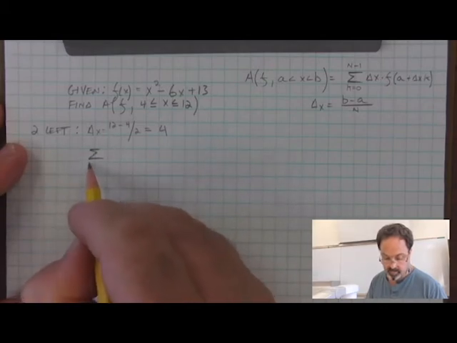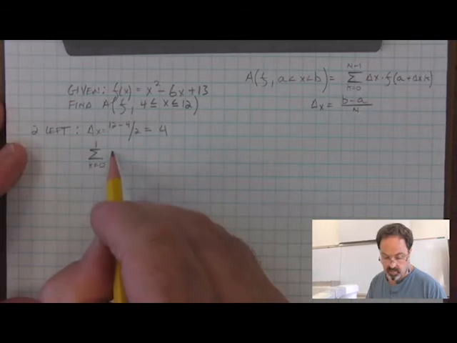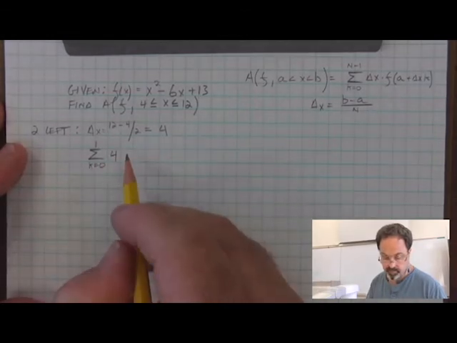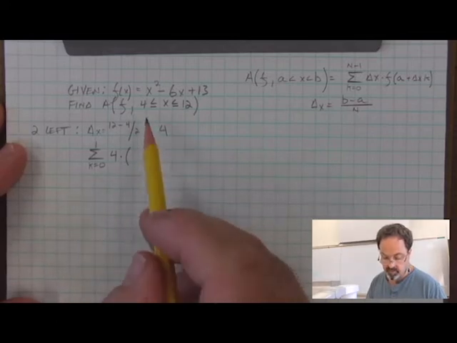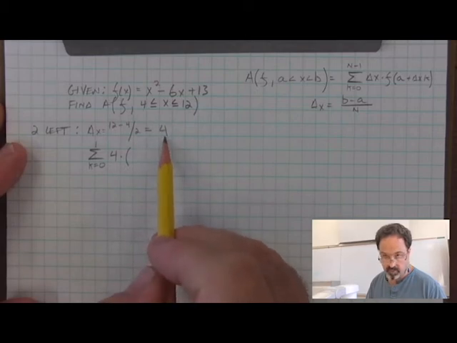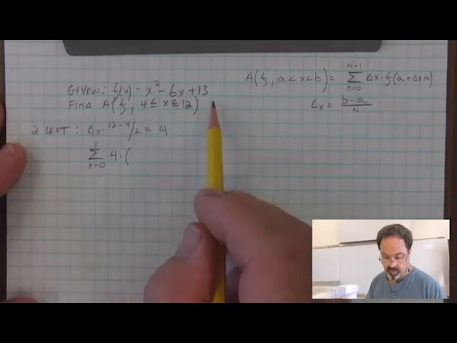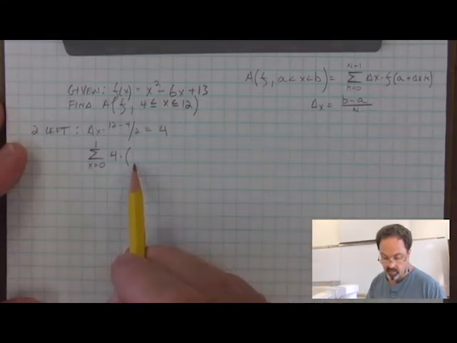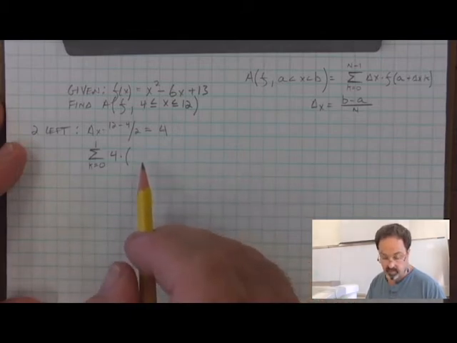then sigma would start at a k value of 0 for left rectangles, up to 1 less than n, of delta x times the function evaluated at 4 plus 4k. The function is quite sophisticated, so I've got to be careful that when I produce the argument in sigma notation that I'm getting it correct.